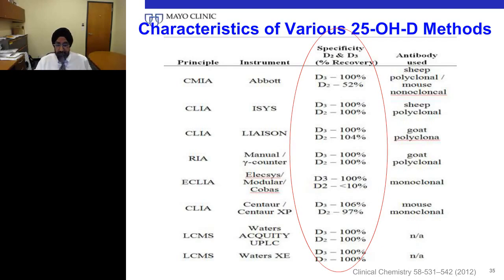The DiaSorin antibody, right from the beginning, whether it was in the form of radioimmunoassay or the automated LIAISON, always had 100% cross-reactivity with D2 and D3. Some of the other manufacturers at one time had no cross-reactivity with D2, but that has been corrected now. So most of the assays which we find in commercial labs now have equal cross-reactivity with D2 and D3. And by design, with the HPLC and LC methods listed at the bottom of the slide, you can set up your chromatography and the mass spec to look for both D2 and D3 in the analysis.